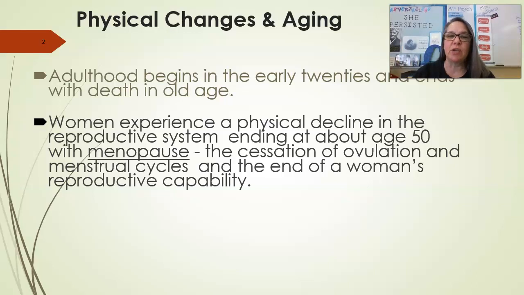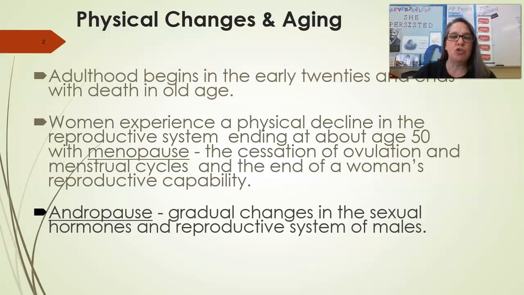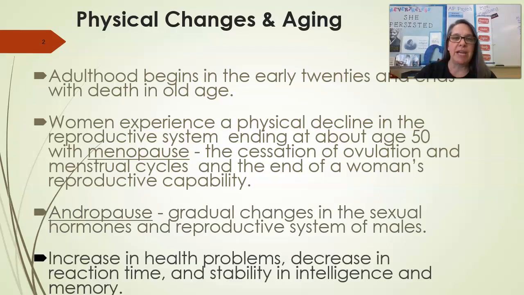Women experience a physical decline in our reproductive system at about the age of 50 with menopause, which is the cessation of ovulation in the menstrual cycle, and the end of a woman's reproductive ability. Andropause is the gradual changes in the sexual hormones for men. Okay, so menopause in women, andropause in men. There is an increase in health problems, decrease in reaction time, and a stability in intelligence and in memory when you age.